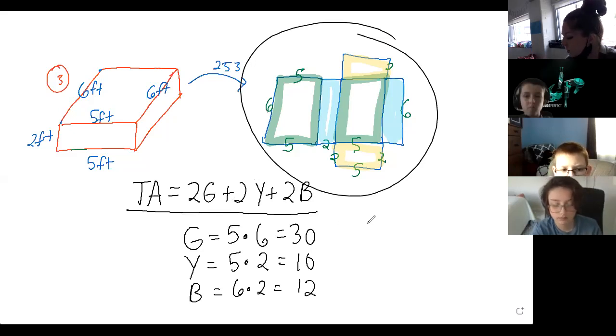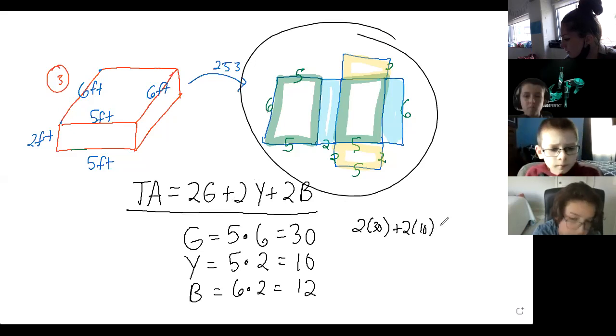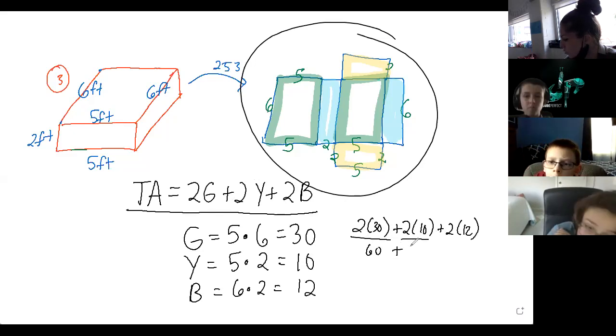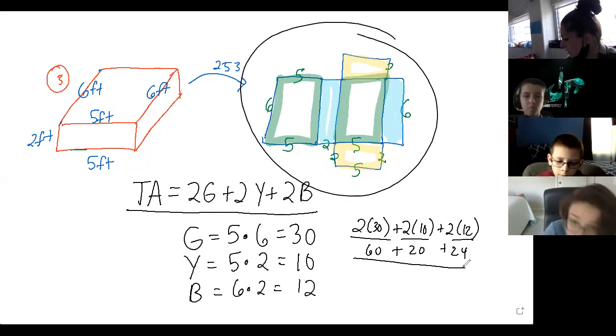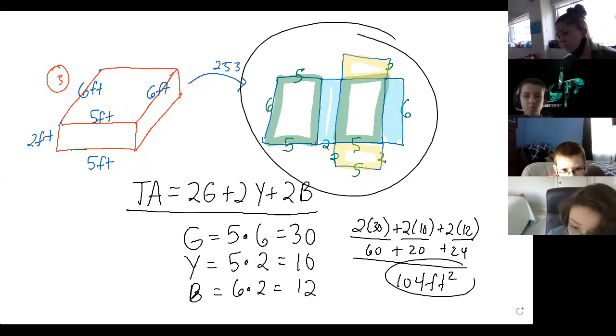What did you get when you calculated that? I'm going to evaluate off to the side here. 2 times 30 plus 2 times 10 plus 2 times 12. So that's going to be 60. That's going to be 20. That's going to be 24. What do we get as a grand total there? 104. Okay, give me my units of measure. 104 what? Feet squared. Well done.